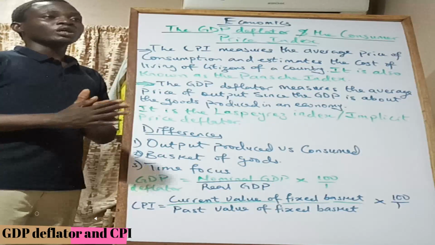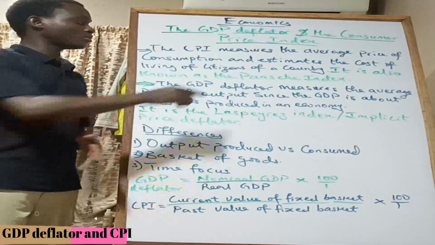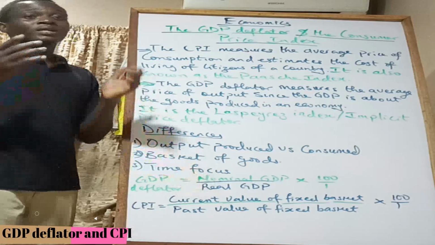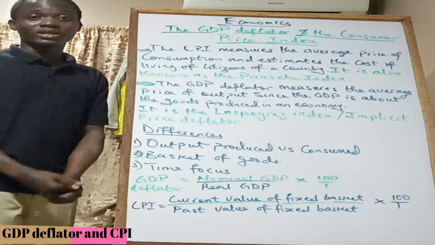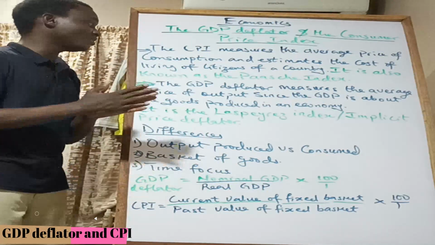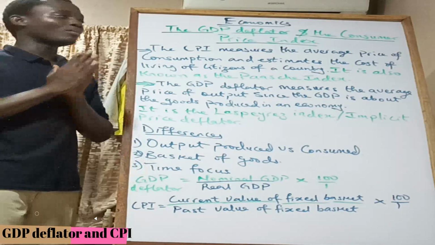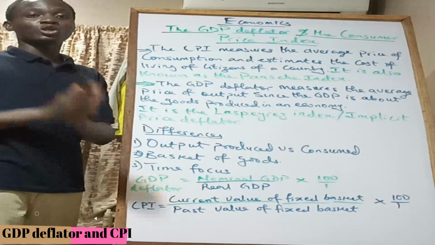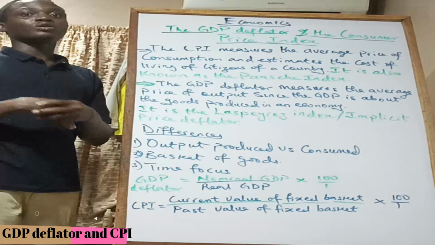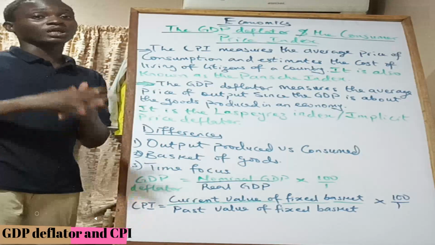What does it measure? The Consumer Price Index, otherwise known as the Paasche Index, which I've written here. What's more important to me is that you know how to spell it: Paasche Index. What it measures is the average price of consumption. That simply means it measures the average price of the goods and services that a typical household consumes in a given economy.